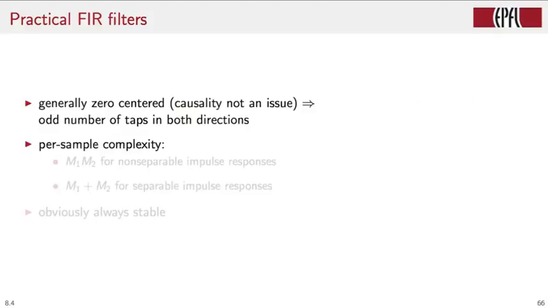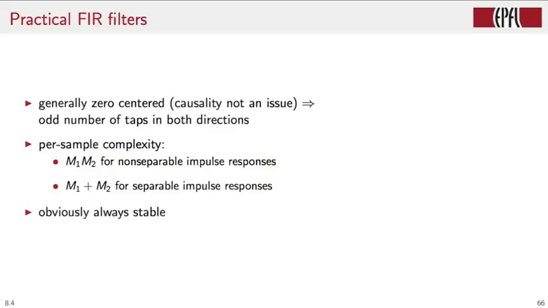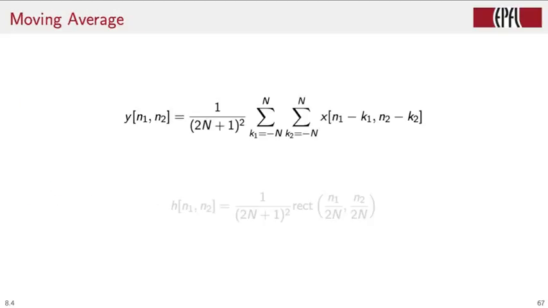The per sample complexity of an FIR filter is, as we said before, M1 times M2 operations per sample, where M1 and M2 are the dimensions of the support of the filter. However, in the case of separable FIRs, this computational requirement drops down to M1 plus M2. And of course, just like in the 1D case, FIR filters are always stable. So let's revisit some classics.